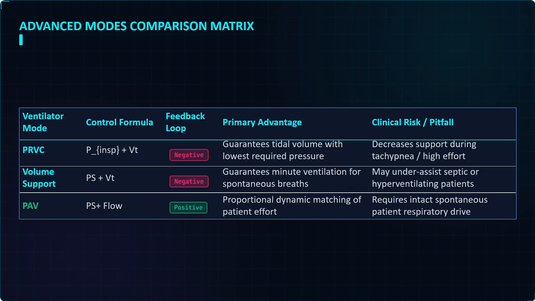Proportional assist ventilation: pressure support plus flow, with a positive feedback loop. It provides proportional dynamic matching of the patient's effort, but requires an intact spontaneous patient respiratory drive. Thank you.